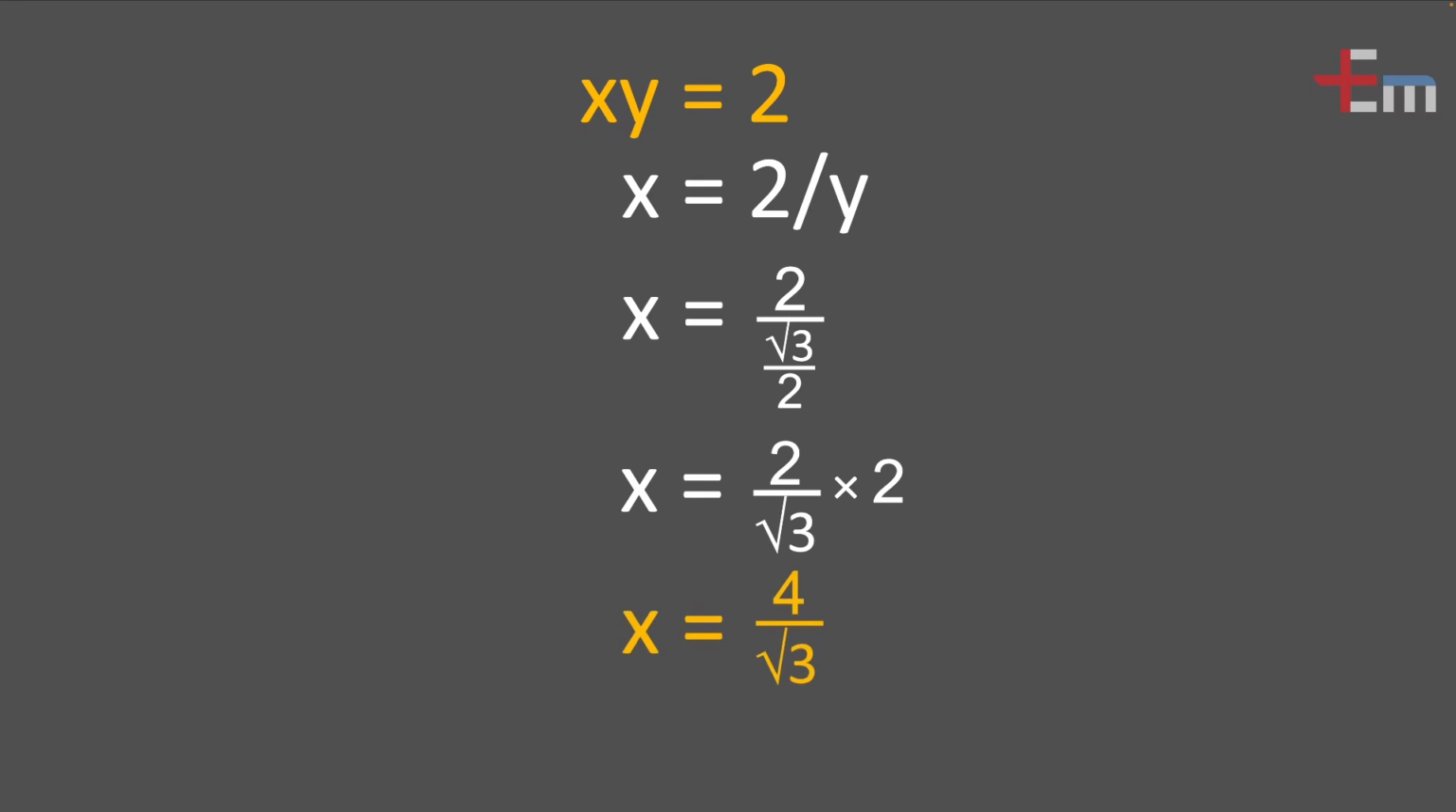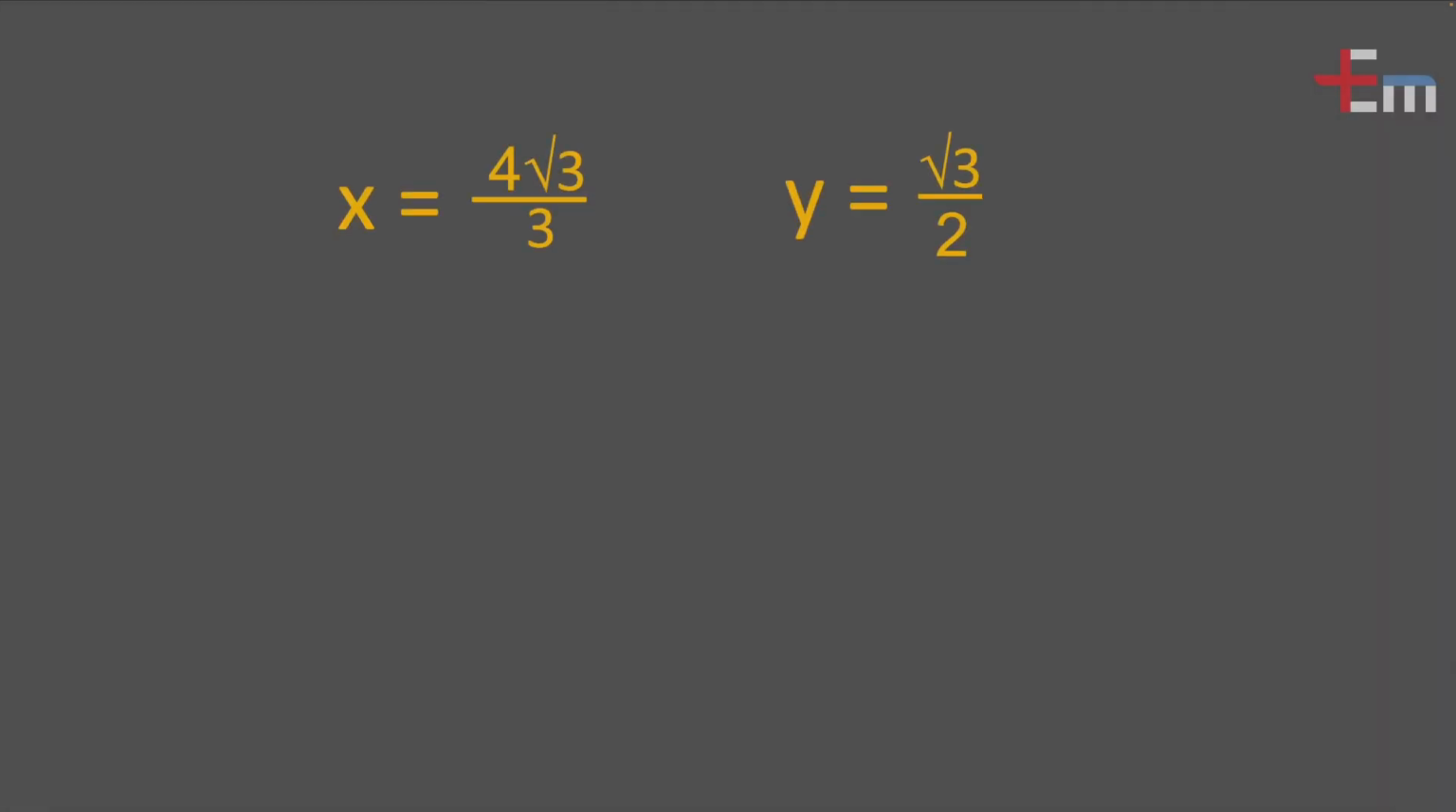In math, we like to rationalize denominators. That means making the square root there a whole number. We can do that by multiplying the whole thing by root 3 over root 3, which is just multiplying by 1 written in a more complicated way. Then we get X equals 4 root 3 over 3.